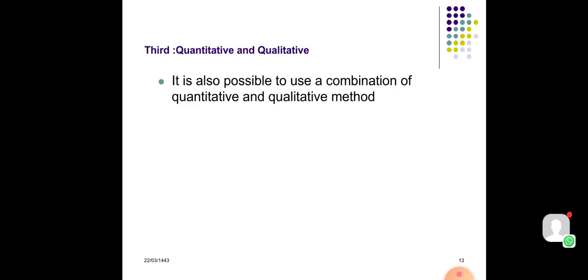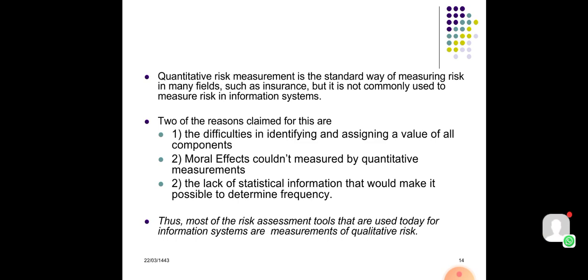Third one, that is quantitative and qualitative. It is also possible to use a combination of the qualitative and the quantitative methods. Quantitative risk measurement is the standard way of measuring risk in many fields such as insurance, but is not compulsory or commonly used to measure risk in information systems, because quantitative risk measurement requires a huge amount of data to find out the risk associated. An insurance company needs a huge amount of data, and that may span a number of years. Such kinds of risk may come under the quantitative kind of risk.